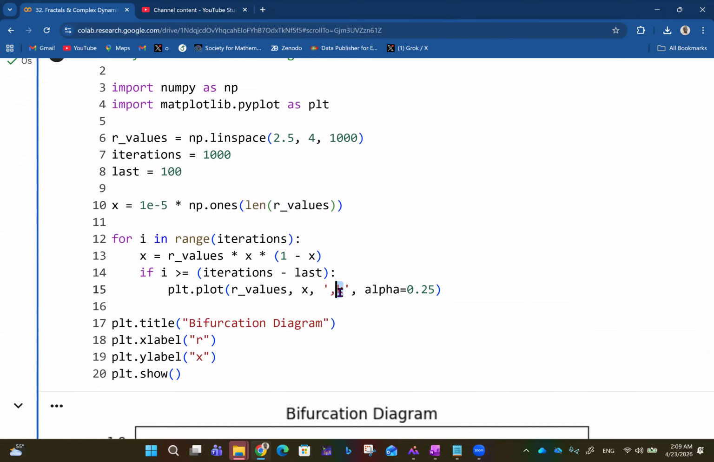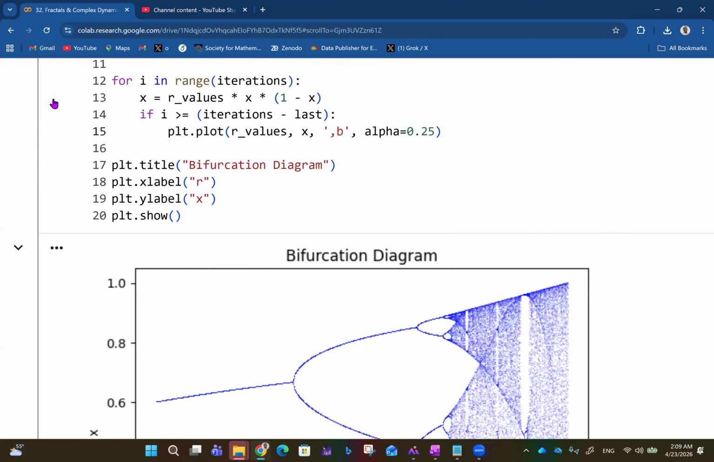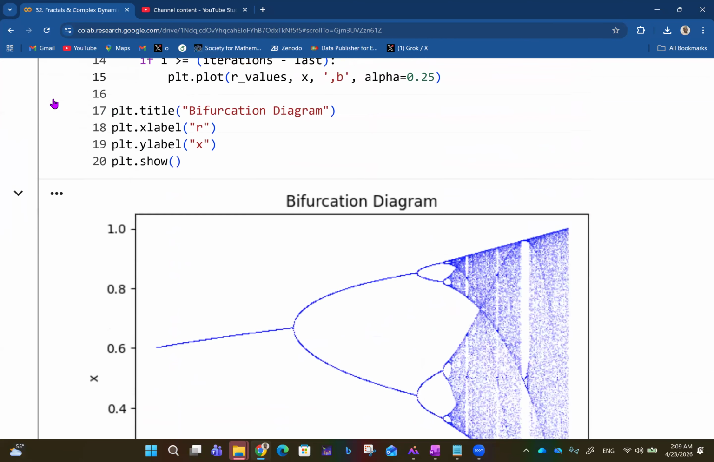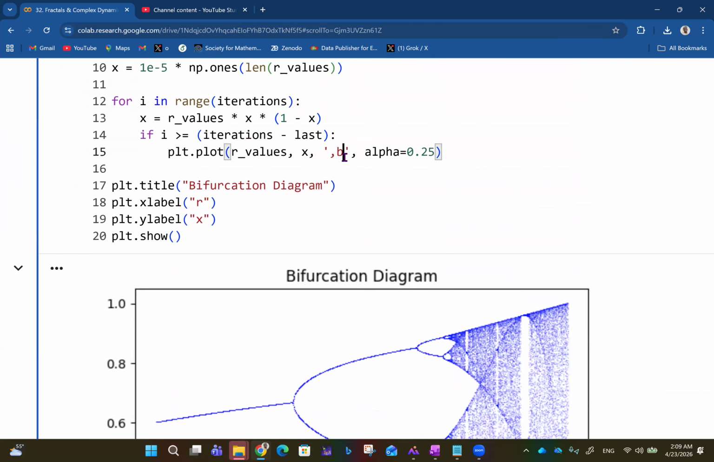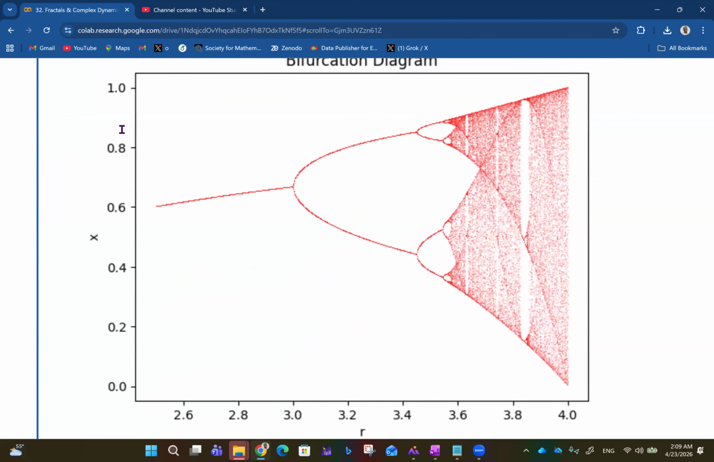This is black actually. So if I make it B, that changes to blue possibly. So this, yeah, that makes it blue. So we can keep tweaking that. We can make it red if we like. So we can make it red. So this is what happens here.